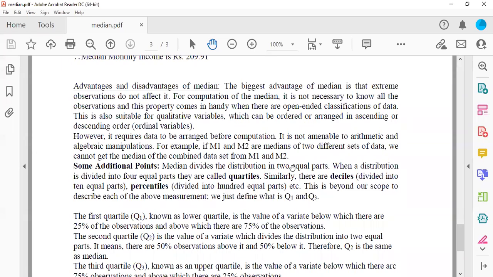The median divides the distribution into two equal parts, right? We already know that for the median, 50% of the population lies below the median value and 50% above the median value, so it is a 50-50 calculation. So the median divides the distribution into two equal parts.